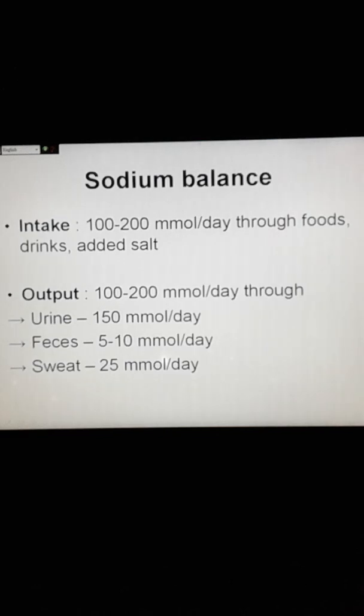Now, how is this sodium balanced in our body? We know that balance comes when intake equals output or excretion. In our body, per day sodium intake is 100 to 200 millimole, taken through foods, drinks, added salts, etc. And this sodium is excreted from our body equal to intake, that is 100 to 200 millimole per day, through different routes like urine, feces, sweat, among which the urinary route is the major route of sodium excretion from our body.